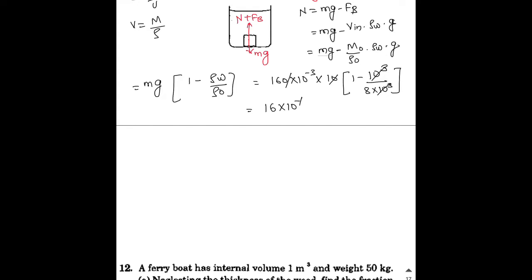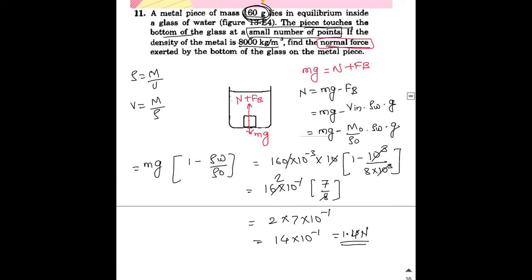These two zeros get cancelled out and it becomes 7 times 8, so that will be 2. So we are getting 2 into 7 into 10 raised to the power minus 1, that is 14 times 10 to the power minus 1, and the normal force would be nothing but 1.4 Newton. That is the answer to the question. It is as simple as that. Just Archimedes principle is applicable here. The normal reaction plus buoyant force should be equal to mg.